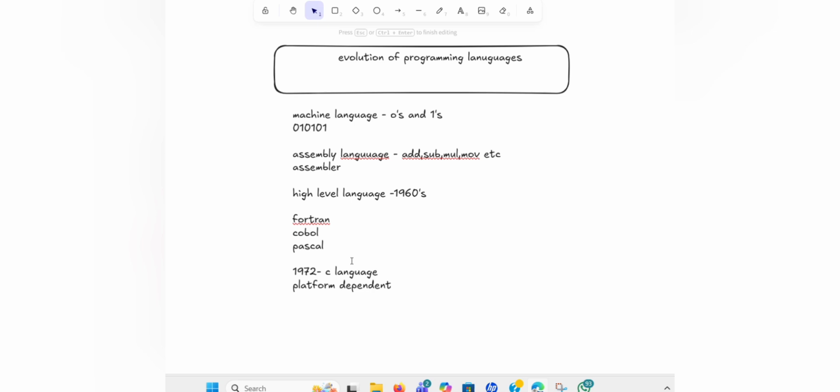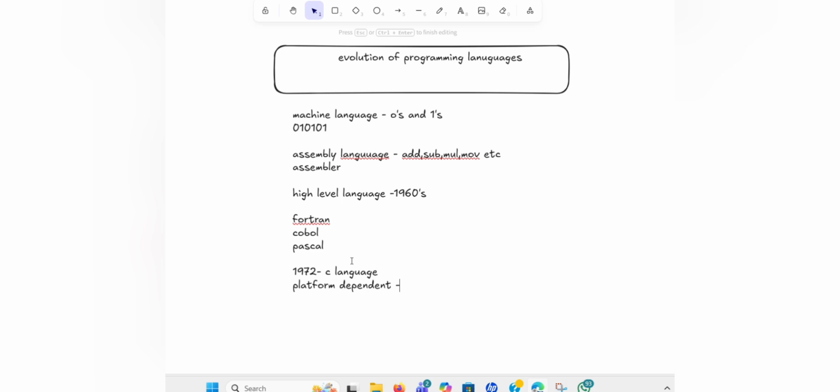So basically, C language used to run only on the same platform. If I develop a program that can run only on Windows OS, it cannot run on Linux OS. So it is basically dependent on the platform, guys.